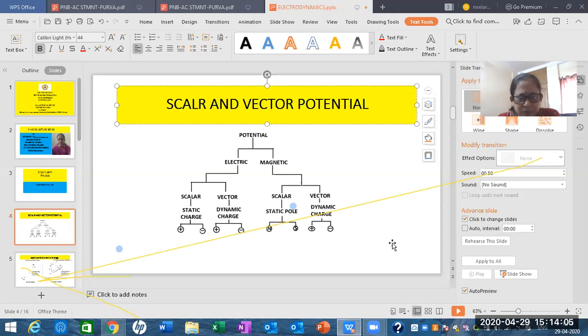Fine. So why am I writing like that? Static pole, it does not exist in nature. It is an imagination. And vector magnetic potential, you can see, it cannot be produced by a moving pole. That concept is wrong. A pole cannot be under motion and produce a magnetic field. So that is not possible.